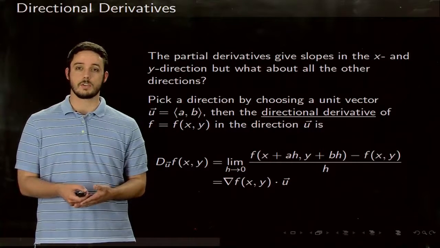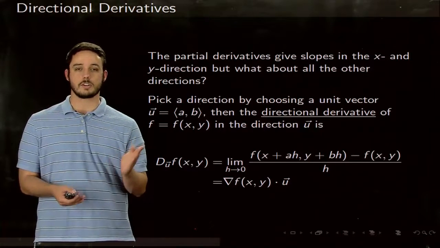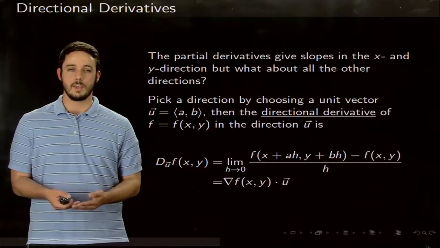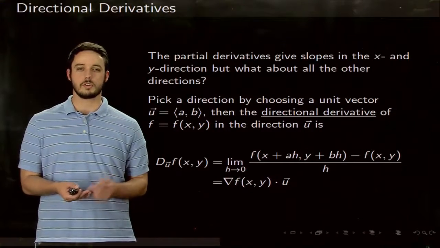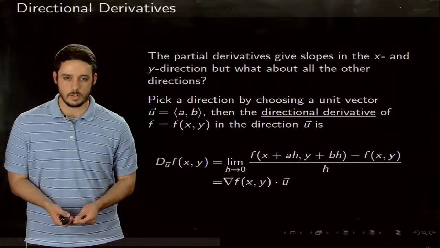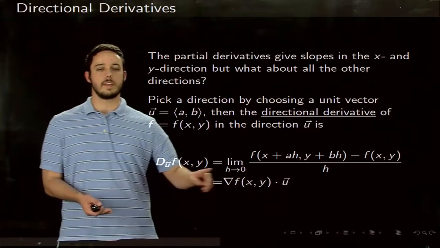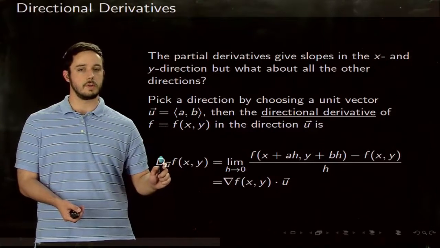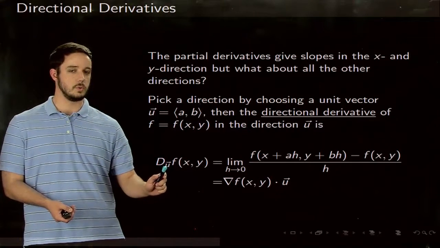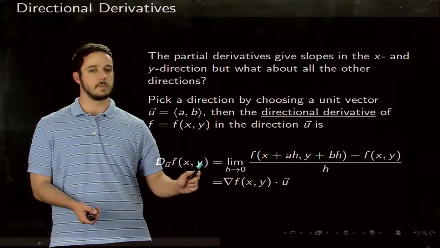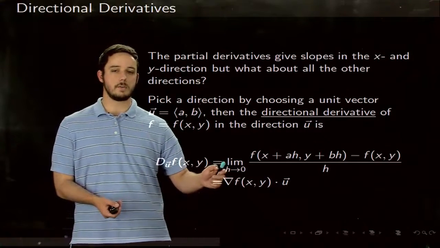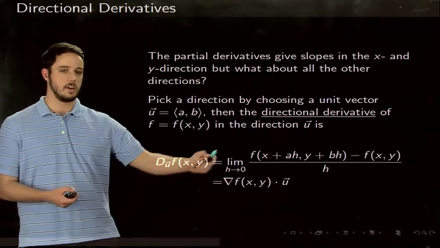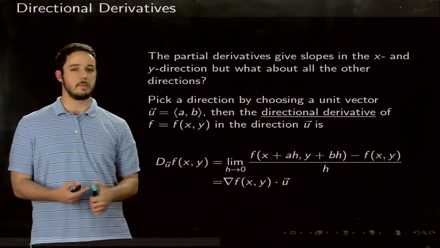So what is a directional derivative? If we start by picking a direction, and we can do that by picking a unit vector in that direction, then the directional derivative of a function f in that direction is just given by this formula, where we use the D sub u to denote the derivative in the direction of u of the function f. And we define the directional derivative to just be equal to this limit, the limit as h goes to 0 of this difference of functions divided by h.